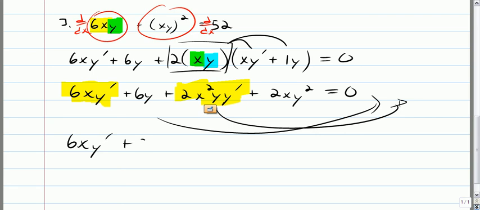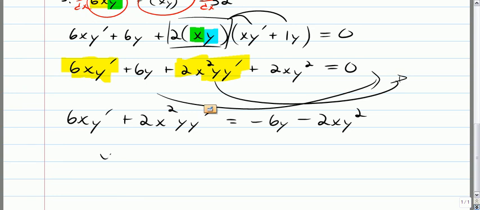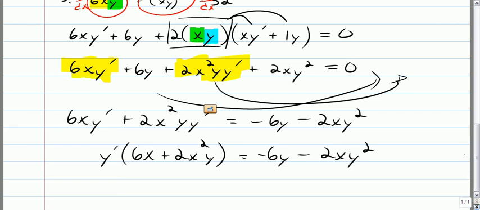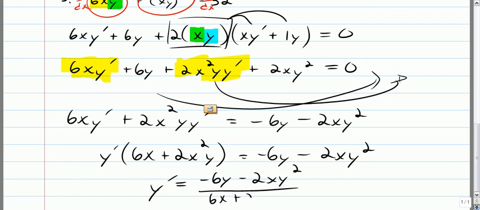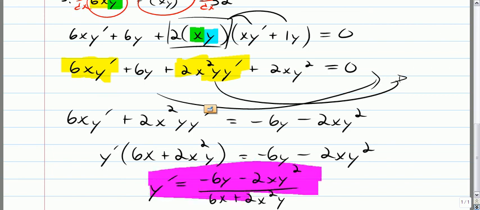6x y prime plus 2x squared y prime equals negative 6y minus 2xy squared. Factor out the y prime. (6x plus 2x squared y) times y prime equals negative 6y minus 2xy squared. You'll divide off the quantity and you get y prime equals negative 6y minus 2xy squared all over 6x plus 2x squared y. Okay, we did it. That's the answer to that third one I gave for homework tonight.